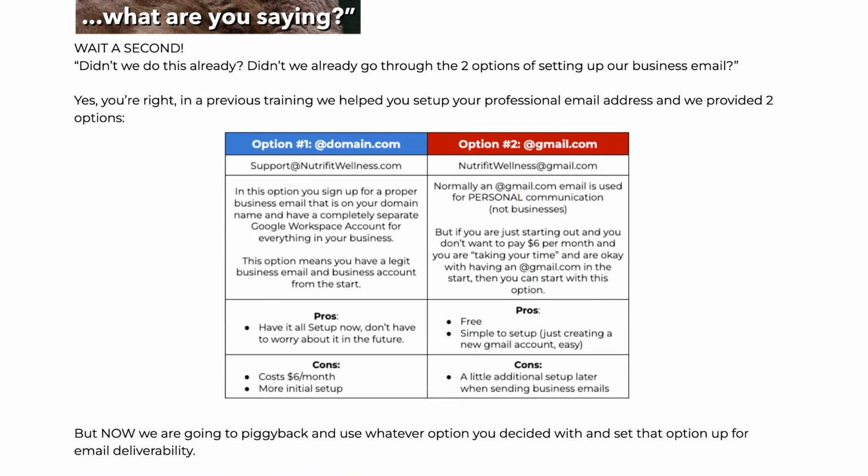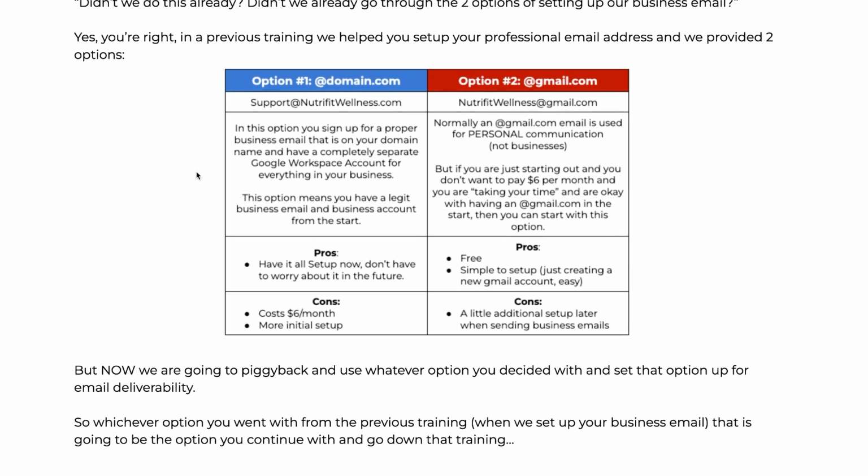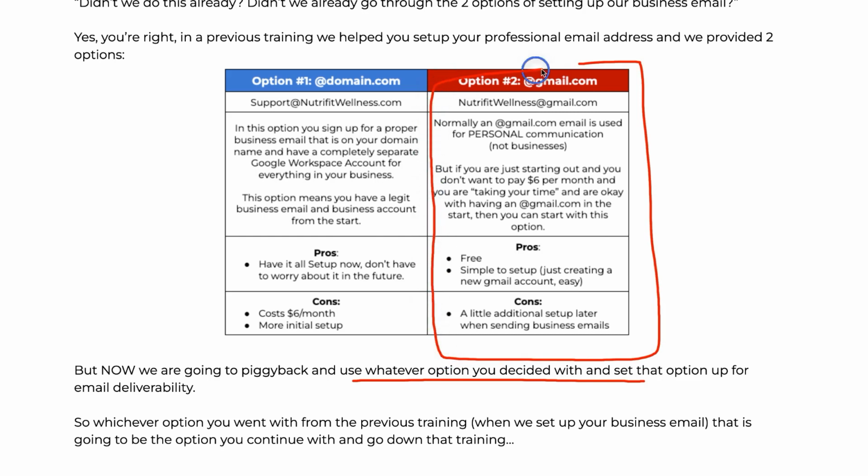So what we're going to be doing inside of the next couple training sections, we're going to piggyback off of whatever option you decided to do, and we're actually going to help you get set up with the email deliverability and the business sending setup for the emails using whatever option you already did, okay? So just because you did an @gmail.com, we're going to walk you through how to do that additional setup, so that you can have a pseudo, kind of alias domainname.com, where you still have an @gmail, but you can kind of fake like you have a domain name without having to pay for it. Now, there's still some cons to it, but it still works.